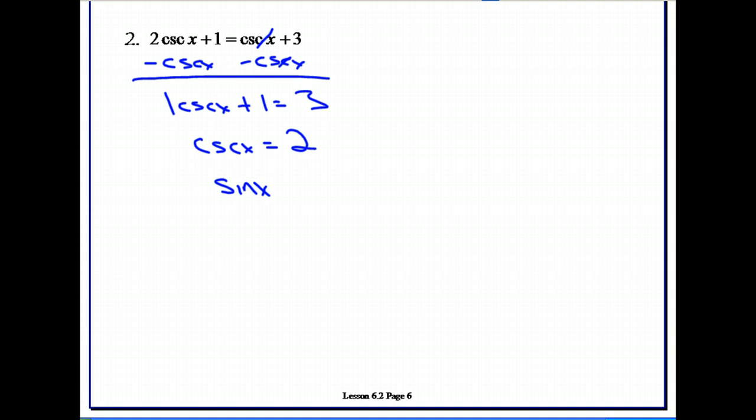I'm not so good with cosecants, so I'll take the reciprocal. The reciprocal of cosecant is sine. The reciprocal of 2 is a half. So where does the sine equal a half? And again, if you want, you can write that, the sine inverse of a half, if you'd like. Or, I think it's just as easy here. Where does the sine equal a half?